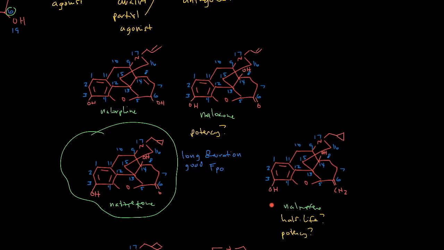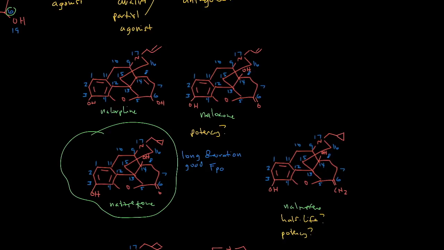Nalmefene. Is this an antagonist, agonist, or dual partial agonist? It's an antagonist because here's your 20 position. Here's your 1, 2, 3, 4 carbons. 4 carbons are your antagonists.